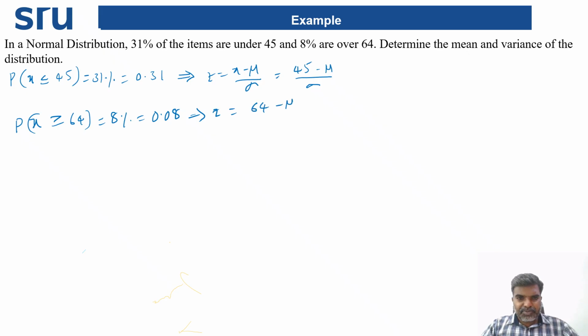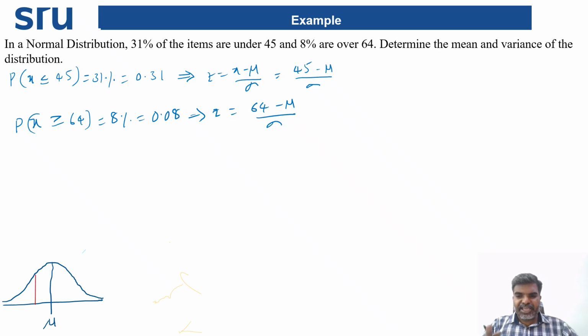64 minus mu by sigma. Okay, these are the z values from the formula. Now we will take z values from the table. You can see the graph once here. 31% or under 45 means when x is less than or equal to 45, the probability is 0.31. Means the area is 0.31.